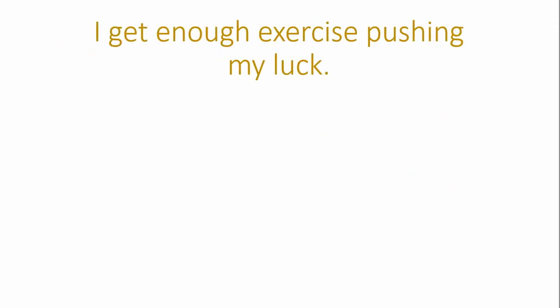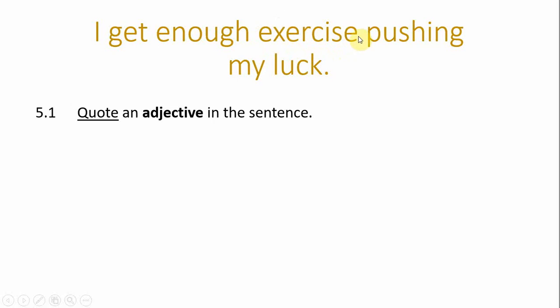Now, question 5, it asked you for an adjective in the sentence, and you could say, okay, well, here's exercise. That's not actually a noun there. Exercise with an S is a verb. But you may have said, okay, tell me more about the exercise. It's enough exercise, so it's describing exercise. But I was a bit silly when I asked that because there isn't actually an adjective in this sentence.